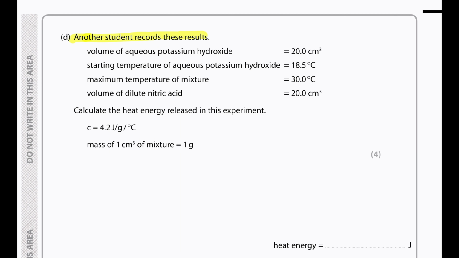Another student records the result. The volume of aqueous potassium hydroxide is 20 cm cube, the starting temperature of the aqueous potassium hydroxide is 18.5 degrees Celsius, the maximum temperature of the mixture is 30 degrees Celsius, and the volume of dilute nitric acid is 20 cm cube. Calculate the heat energy released in this experiment. c is equal to 4.2 joules per gram per degree Celsius, and the mass of 1 cm cube of the mixture will be considered as 1 gram.